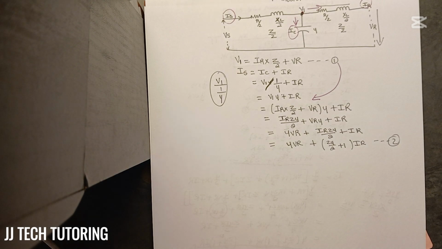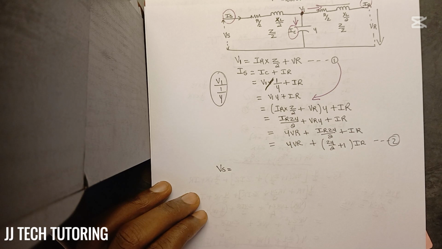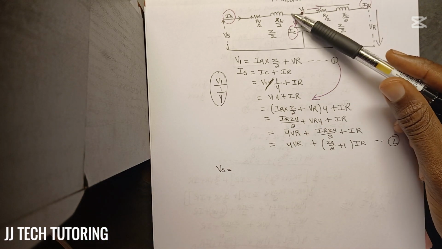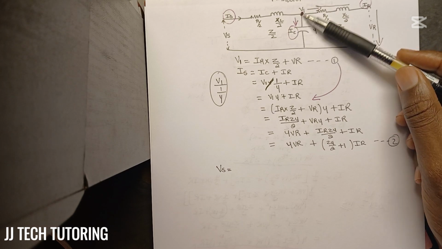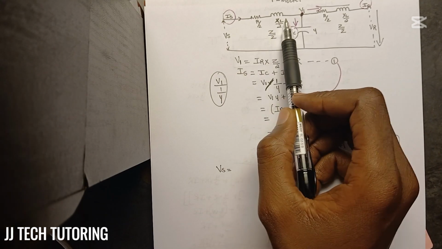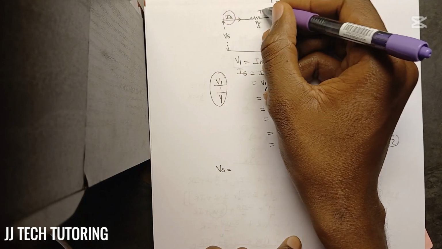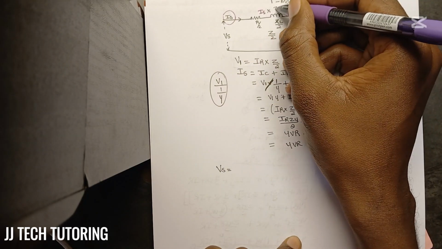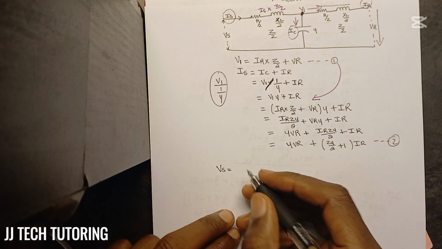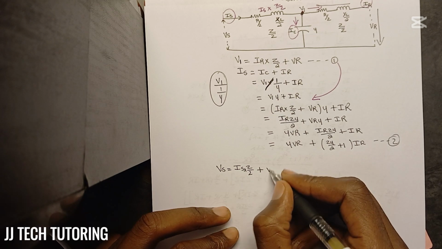Now we need to just go for VS. VS is equal to the voltage that is here and the voltage that is here, so it's this voltage and this voltage. Which voltage is that? This voltage is equal to IS multiplied by Z over 2, right? So we're going to have IS Z over 2 plus V1.